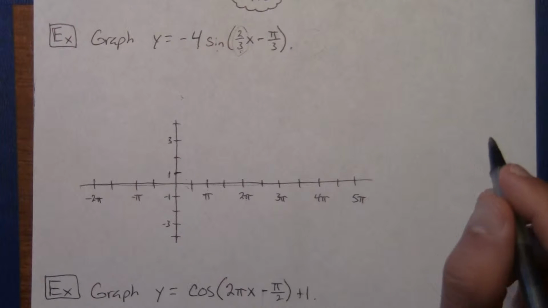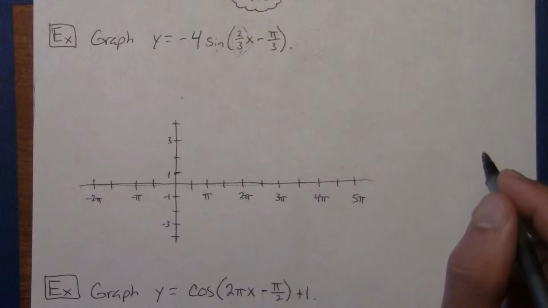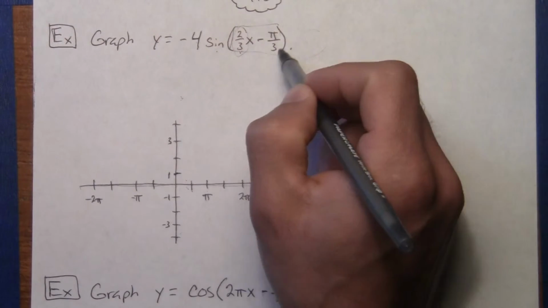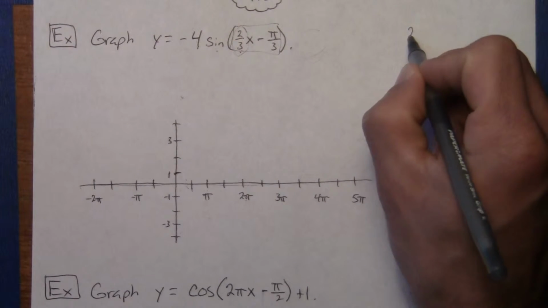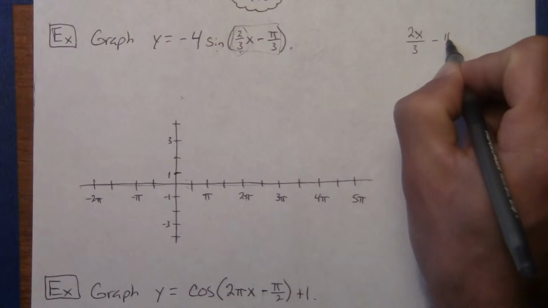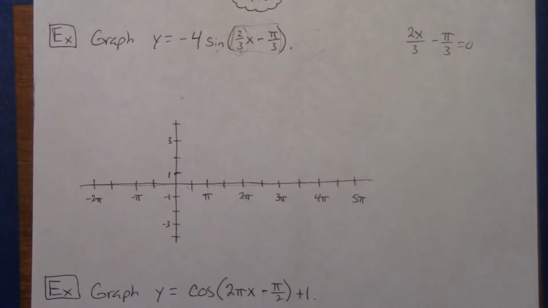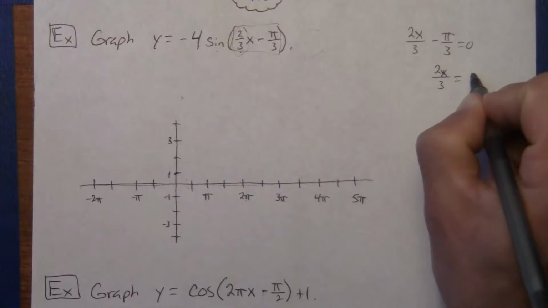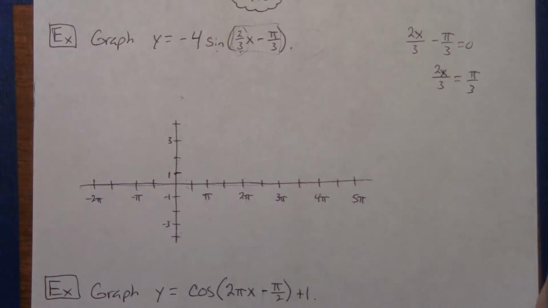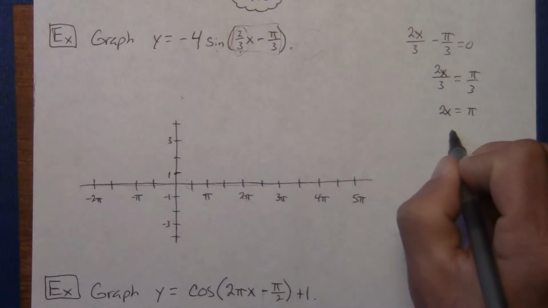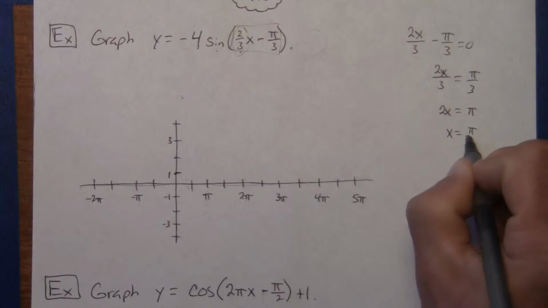The next thing I look for is, do I have a new y-axis? To check to see if I have a new y-axis, I take what's inside the parentheses, set it equal to 0, and solve it. So I'm going to take 2x over 3 minus pi over 3, set it equal to 0, and solve it. I am, of course, going to add pi over 3 to both sides. I can multiply both sides by 3, and then I can divide both sides by 2.